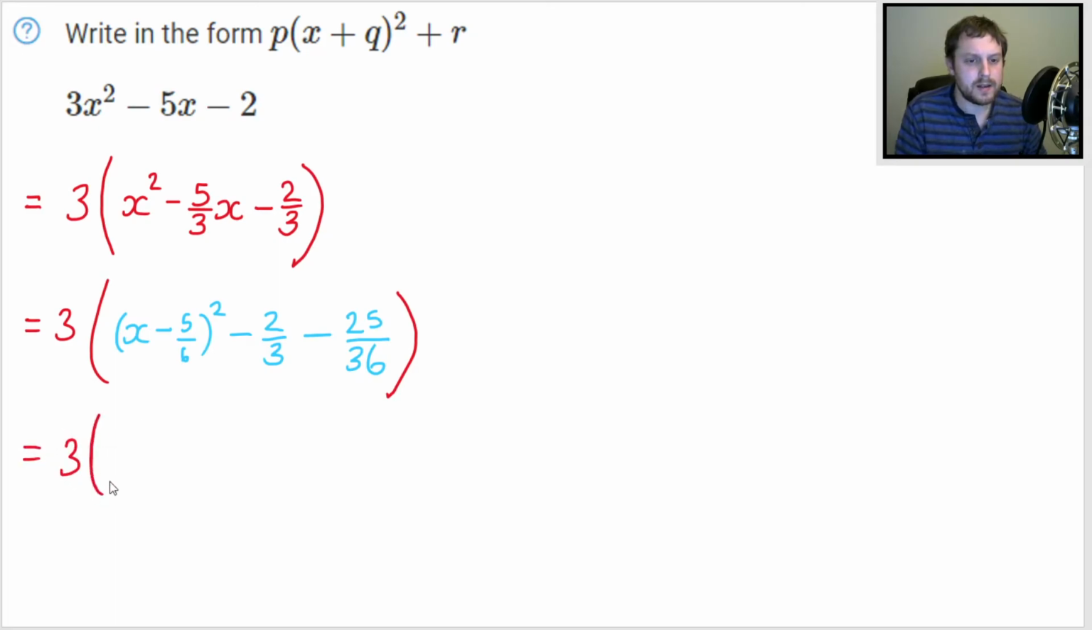And then this first part's actually sort of done already. The other part will have to do a bit of simplifying, and we'll need to find a common denominator as well. So I'm going to times top and bottom by 12. So this is 24 over 36 minus another 25 over 36.